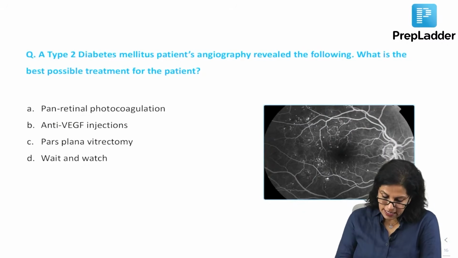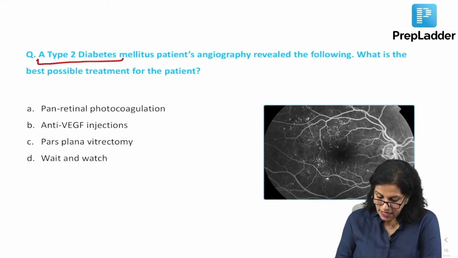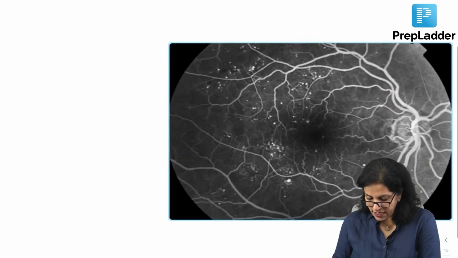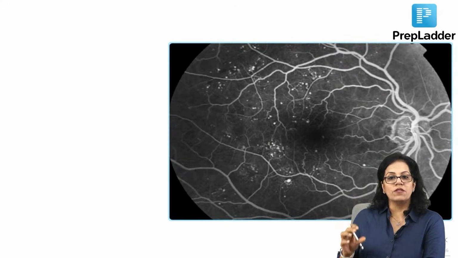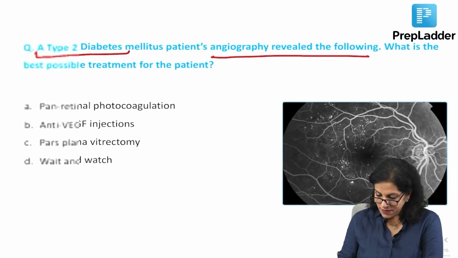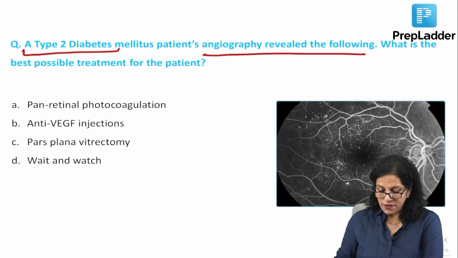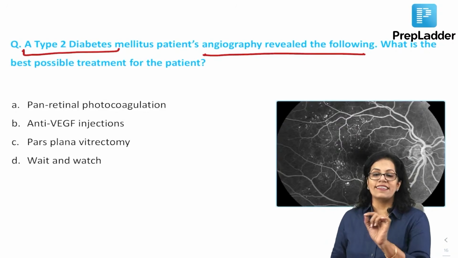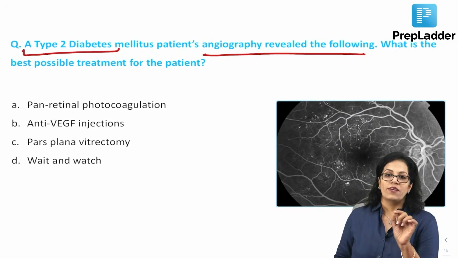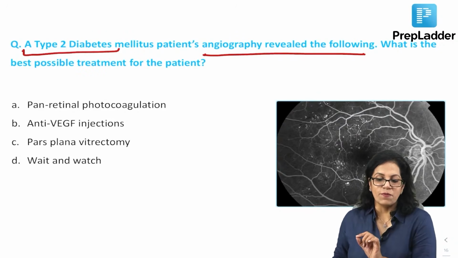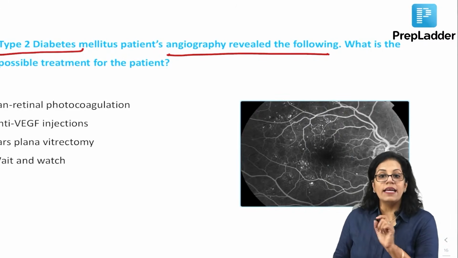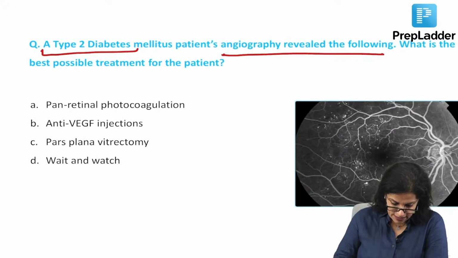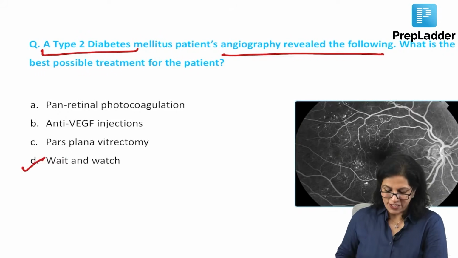Next question says he is a type 2 diabetic, right? With angiography revealing the following. Look at the angiography. What can you see here? I can see all hyperfluorescent dots. These are what? Microaneurysms. So if it is only microaneurysms, guys, it is very mild. ETDRS classification says very mild non-proliferative diabetic retinopathy, isn't it? So it's a very mild NPDR. Therefore, the answer becomes very nice: this is wait and watch.